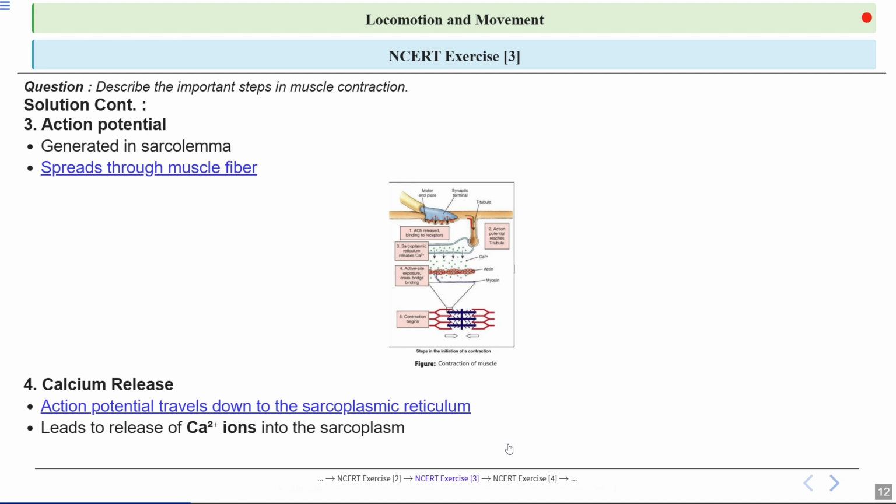These calcium ions are crucial as they start the actual process that makes the muscle fiber slide and contract, just like turning on the engine of the car. So we will continue how this calcium leads to the final steps of muscle contraction.